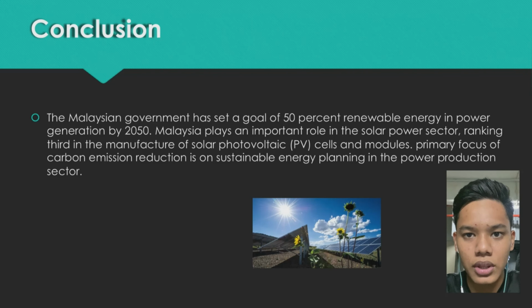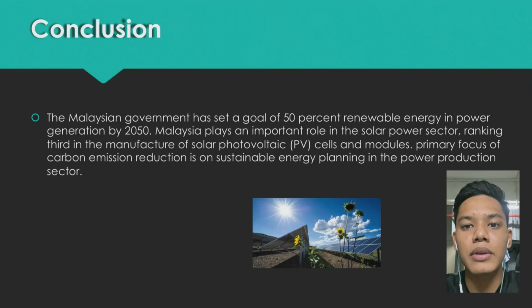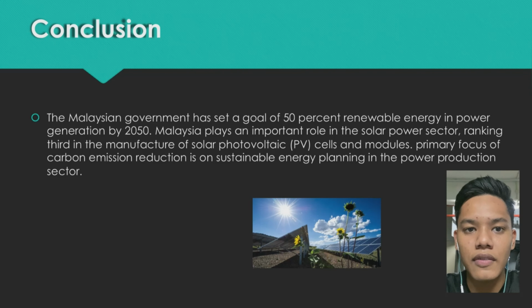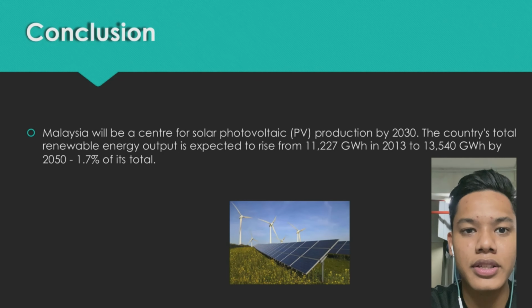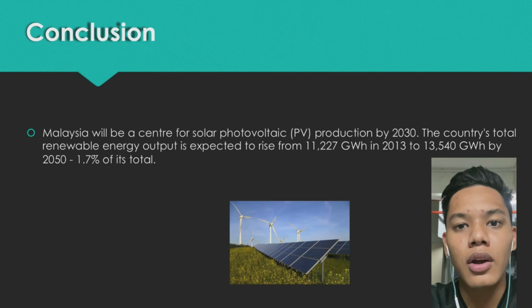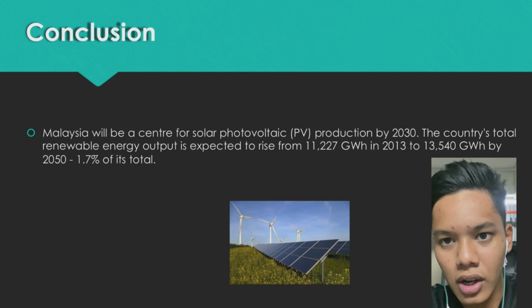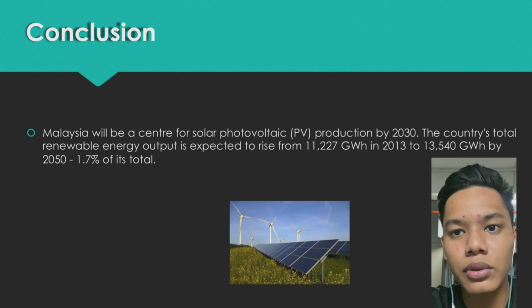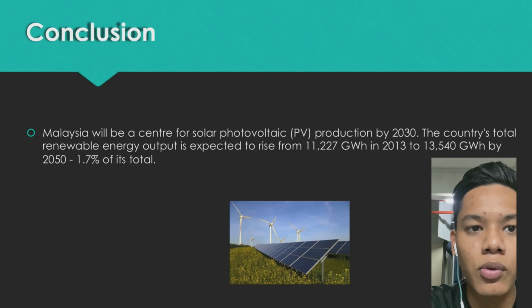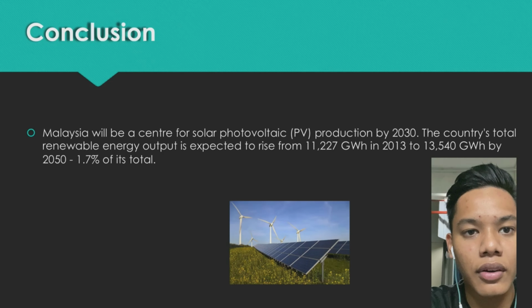Malaysia plays an important role in the solar power sector, ranking third in the manufacture of solar photovoltaic PV cells and modules. The primary focus of carbon emission reduction is on sustainable energy planning in the power production sector. The country's total renewable energy output is expected to rise from 11,227 gigawatt in 2013 to 13,540 gigawatt by 2050, which is 1.7% of its total.